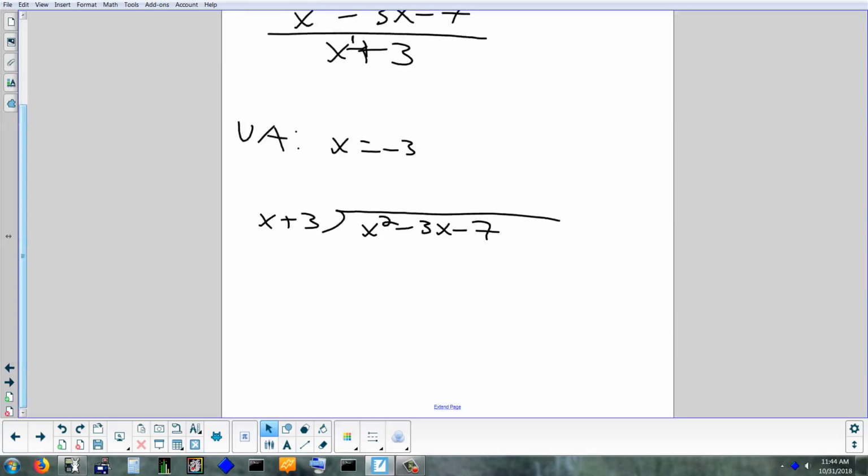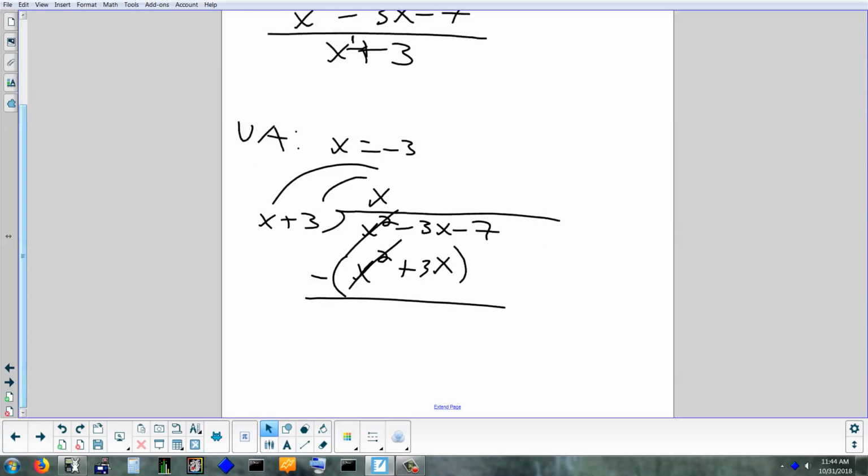Okay, so Alec, if I divide x into x squared, what do I get? Just x. Multiply it out. X squared plus 3x and subtract. That first part is always 0. Megan, what's negative 3x minus positive 3x? Minus 6x, good. Be careful you don't say, oh, they cancel. No, not quite. It's minus 6x.